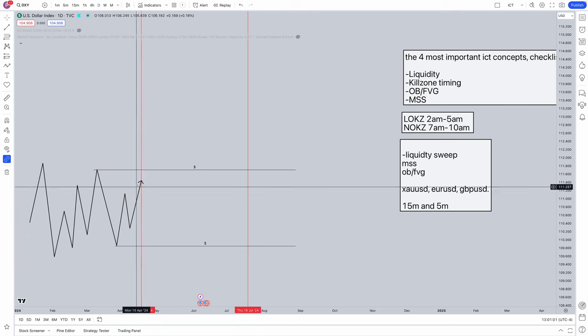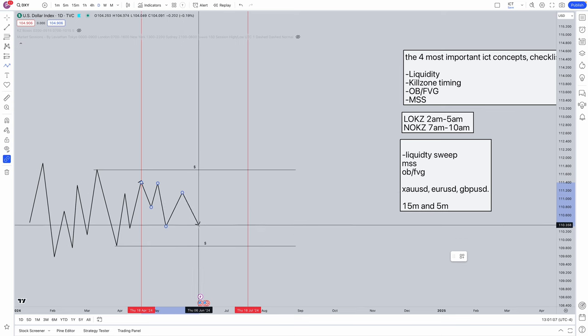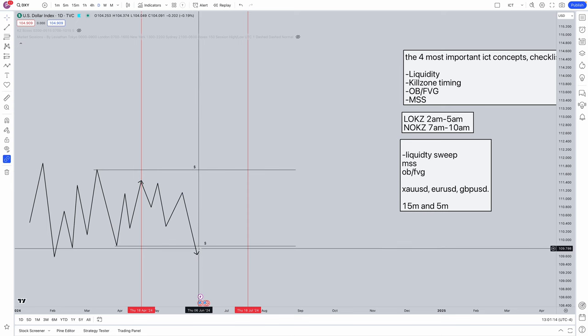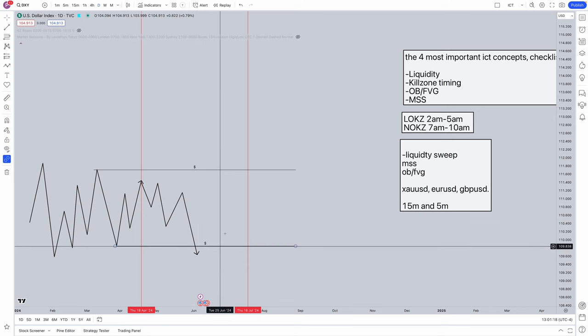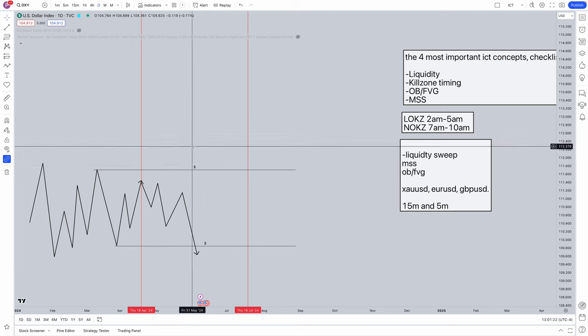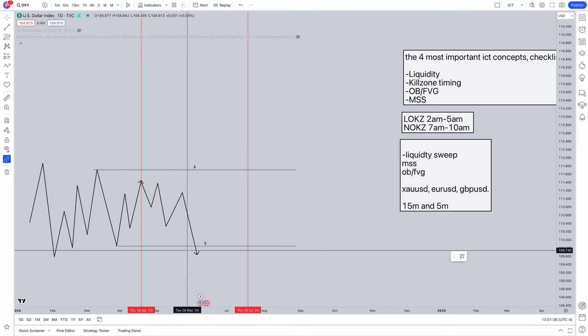So as soon as our session starts, we let price do whatever it wants, and then we wait for a liquidity sweep. Now, if our sell side liquidity gets swept, what's under sell side liquidity? Buy stops. So we're going to look for buyers. If our buy side liquidity gets swept, what's above buy side liquidity? Sell stops. So we look for sells. In this case, our sell side liquidity got swept, so we're now looking for buyers.